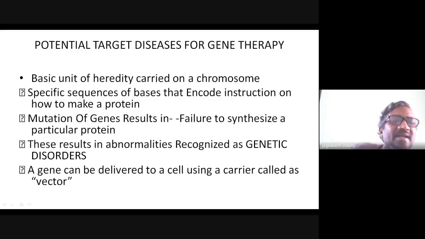Another one is what we need to attack. Most of the time, genetic mutations result in abnormalities regarded as genetic disorders. Only those genetic disorders we need to consider for gene therapy, like hemophilia, night blindness, and heredity, which appears as a common factor for maybe diabetes, or maybe neurological problems. It may be Alzheimer's, it may be Parkinson's disease.